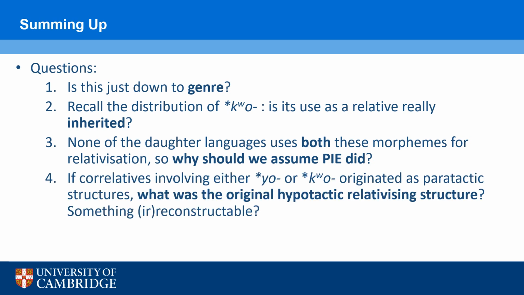And then question 4, which is probably the most speculative one. If we do accept correlatives as the genesis of plain relatives, and correlatives were originally paratactic, but we don't want to assume hypotaxis was impossible in Proto-Indo-European, what was the original hypotactic relative structure? Is it something maybe reconstructible like participles, or is it a construction that was so comprehensively replaced that we will never know its true form?